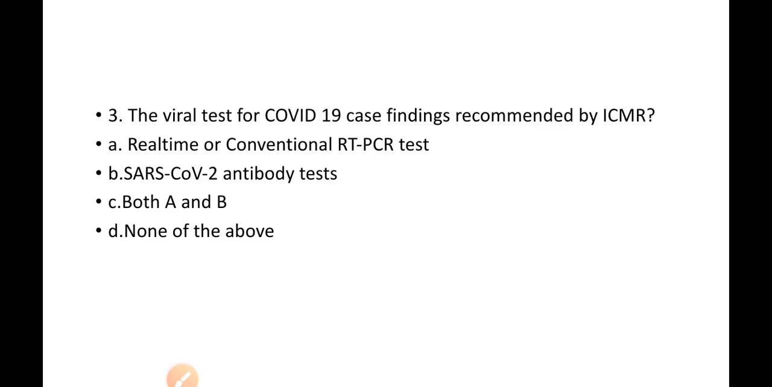So next, question number 3. The viral test for COVID-19 case finding recommended by ICMR. Option A, real-time or conventional RT-PCR test. Option B, SARS-CoV-2 antibody tests. Option C, both A and B. Option D, none of the above. After the outbreak of the pandemic, a number of tests have been performed over the past 1 year to rule out positive cases. The only test recommended by the ICMR to rule out positive cases is option A, real-time or conventional RT-PCR test.